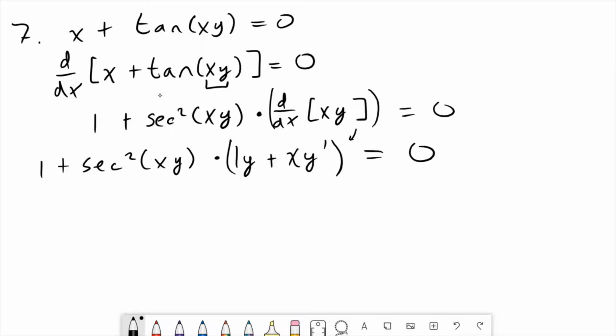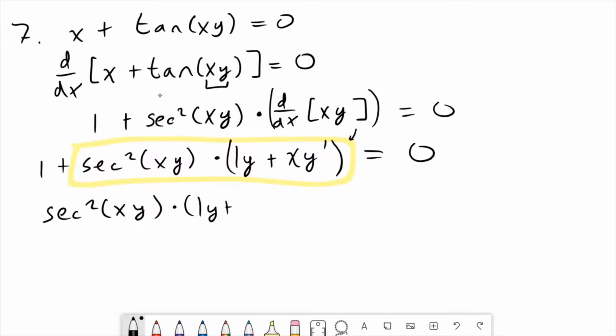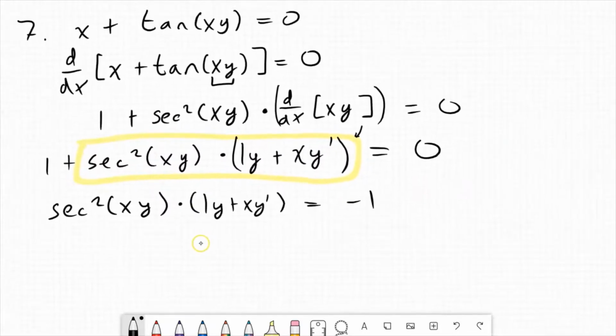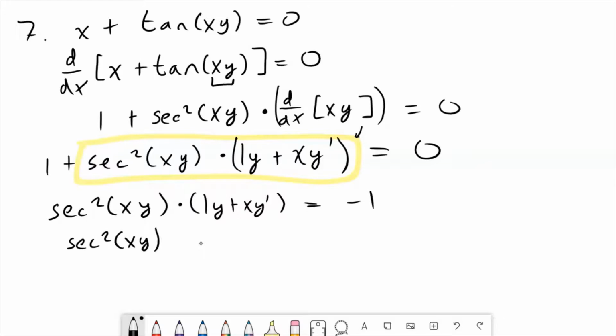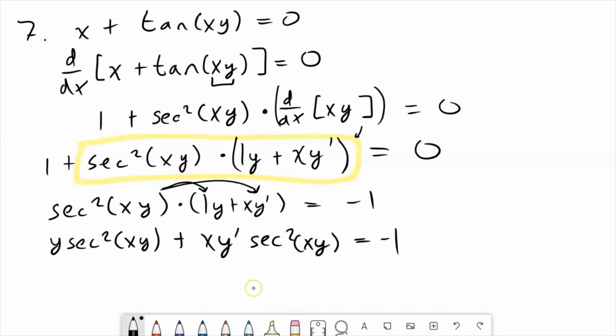I see that this whole term is actually y prime. So let me just do that. Secant squared xy times 1y plus xy prime is equal to -1. And then how do I solve for y prime? Let's see. I guess the best way to go about this is actually distribute the parentheses. Secant squared of xy times y. So I'm just going to stick the y here, right? This here and this here. Plus, I'm going to put the term here and then write the trigonometric one here. And then now it looks much easier to solve for y prime.